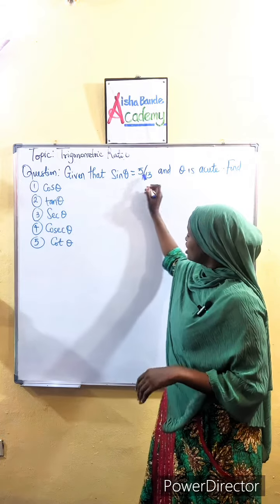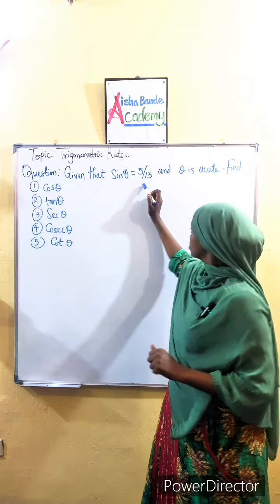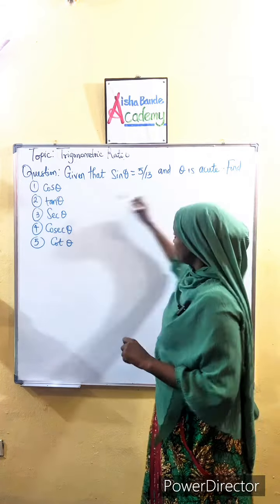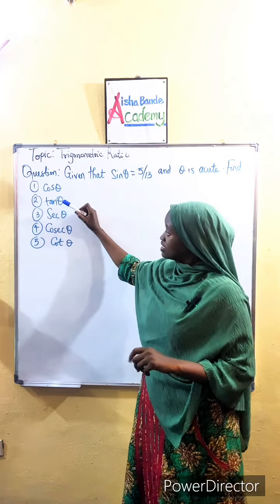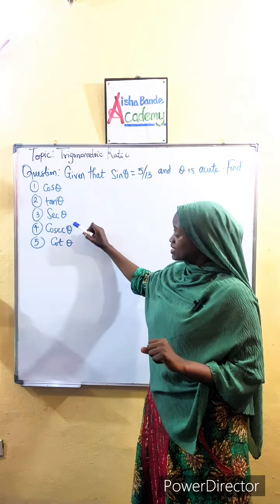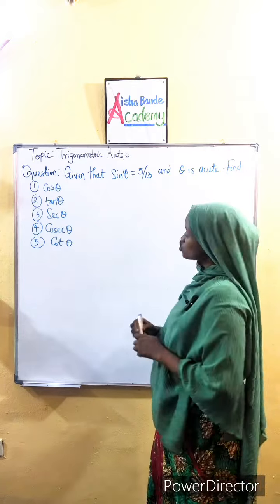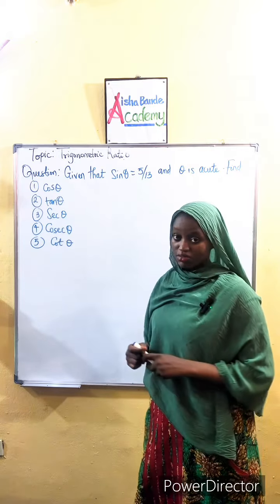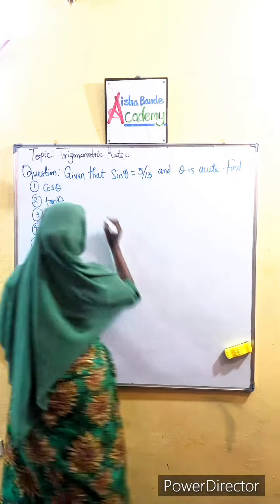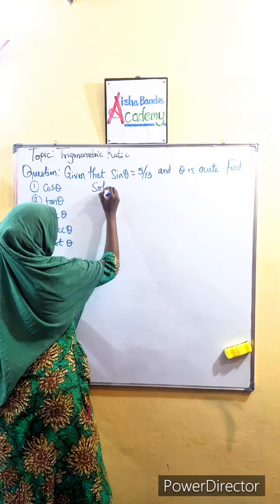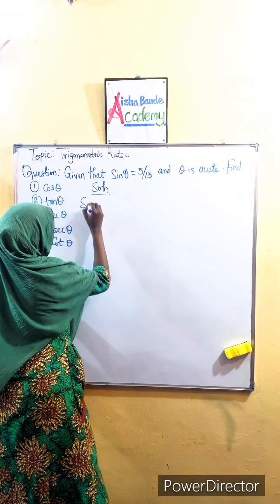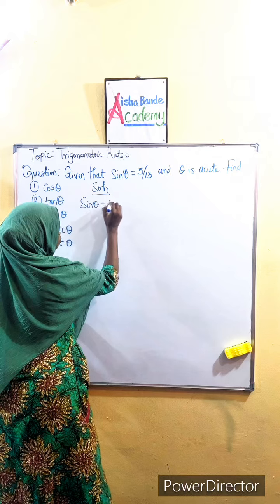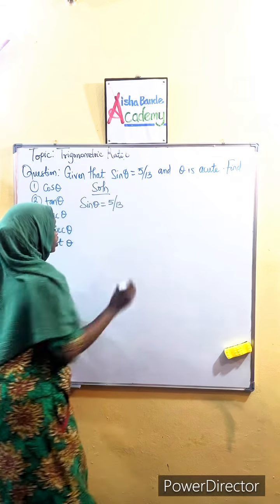Given that sine theta is equal to 5 over 13 and theta is acute, we are asked to find cos theta, tan theta, sec theta, cosec theta, and cot theta. So let's begin by bringing out all the parameters we have. We have been given the value of sine theta, which is equal to 5 over 13.